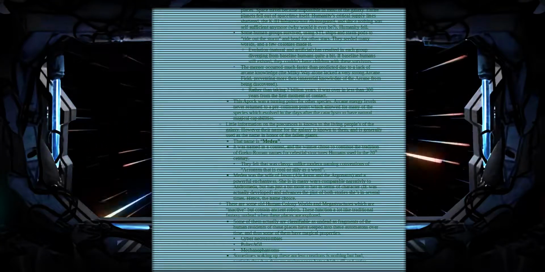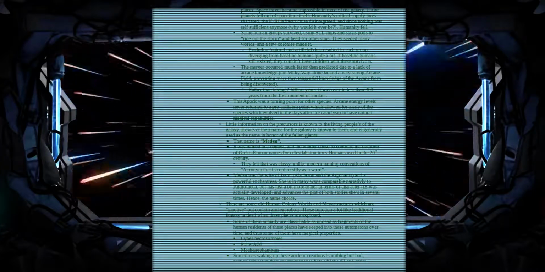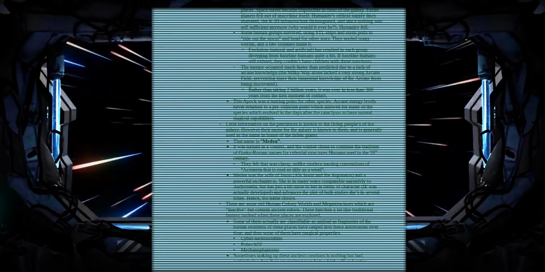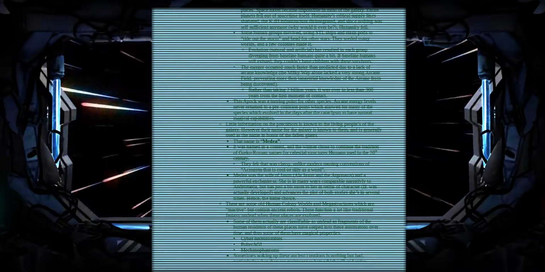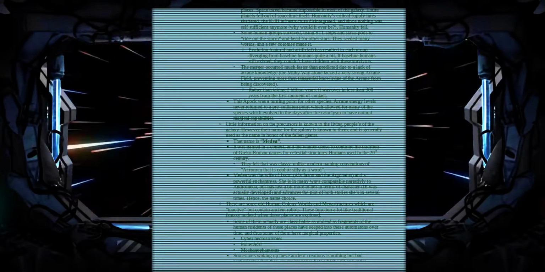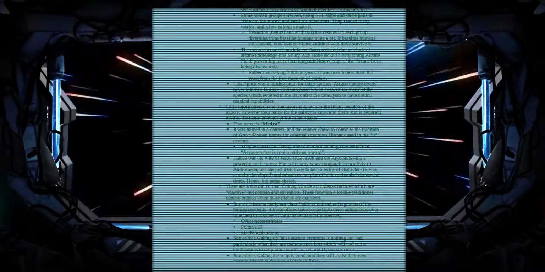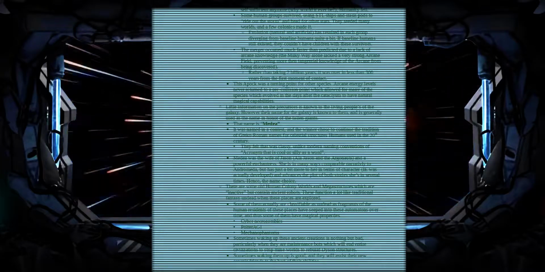Arcane energy levels never returned to a pre-collision point, which allowed for many of the species that evolved in the days after this cataclysm to have natural magical capabilities, because now magic's part of the environment. Now magic is shaping some things in some places. Just another evolutionary pressure.